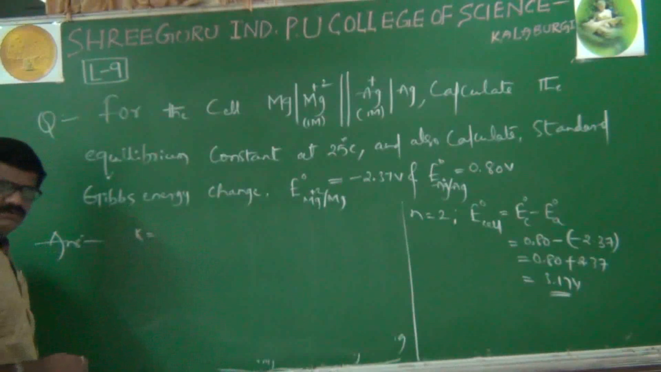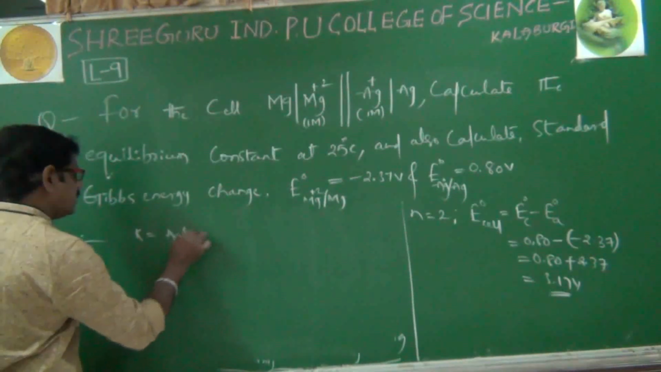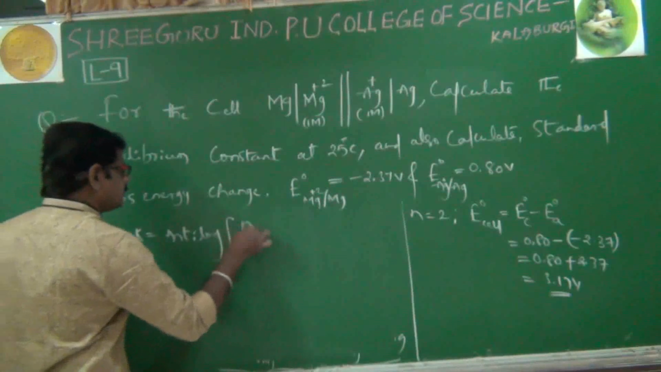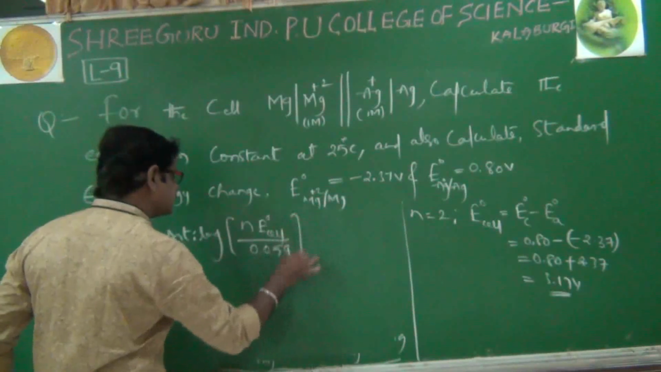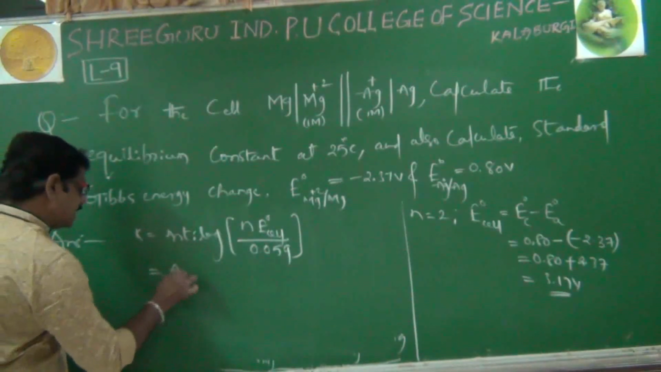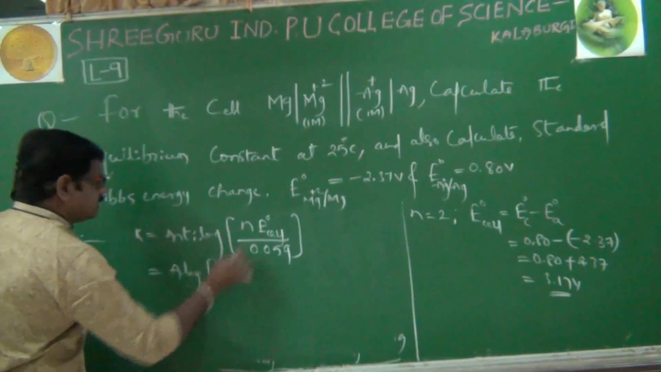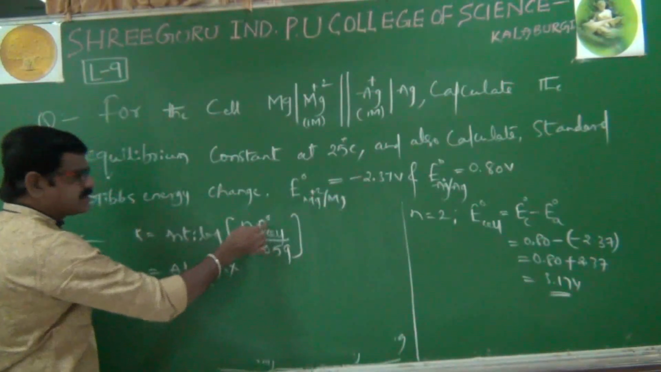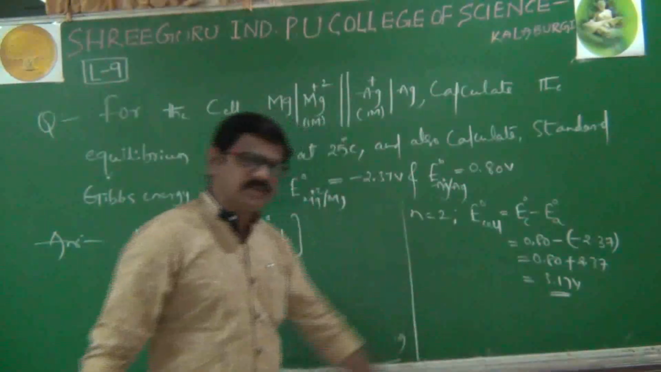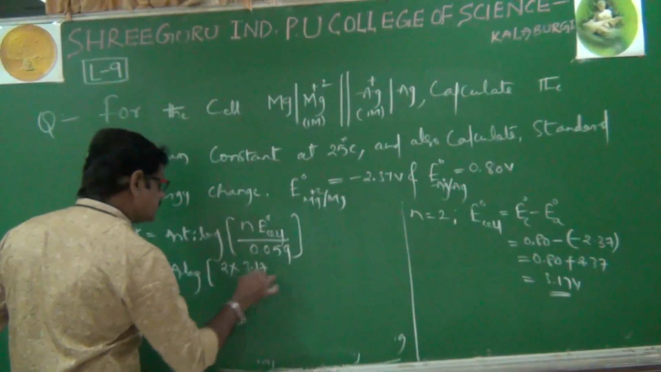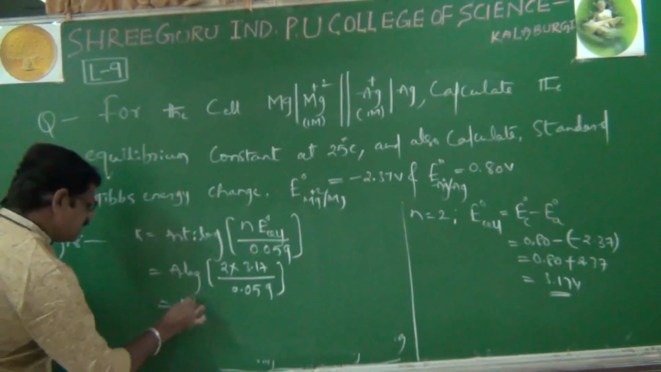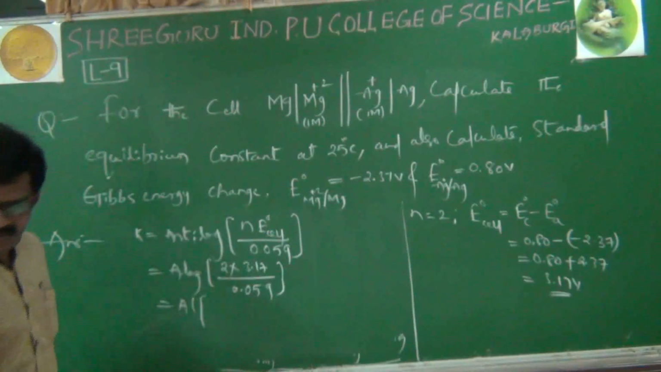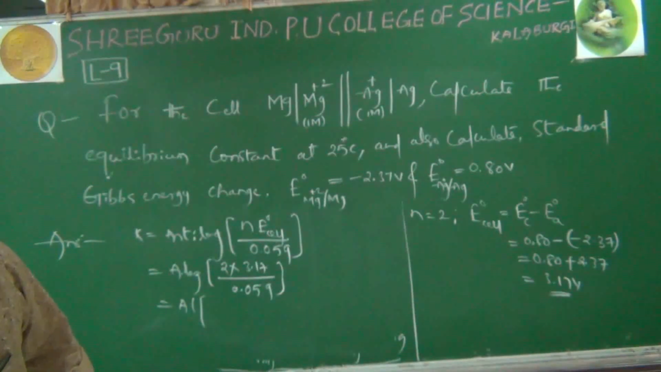The formula we derived in the last video: K equals anti-log of n E naught cell divided by 0.059. That is equal to anti-log of n value, which we already took as 2, and the E naught cell value we just calculated, 3.17, divided by 0.059. That is equal to anti-log of, if you simplify the value, you will get 107.457.